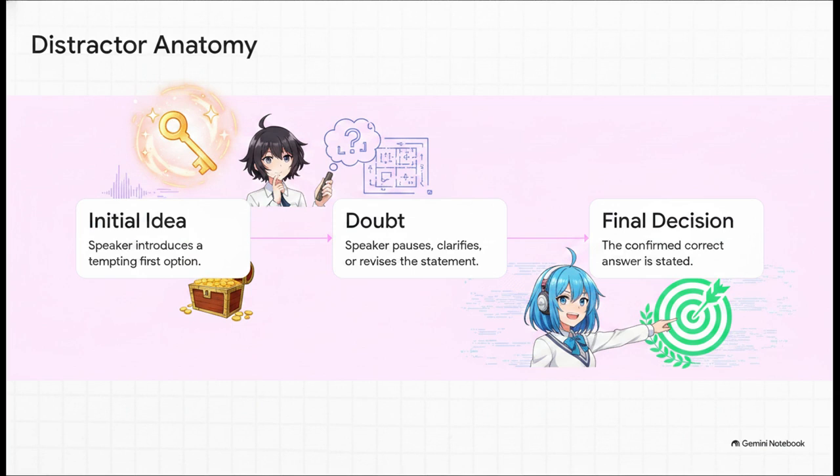In fact, examiners use an exact formula to build these traps. Visually, it breaks down like this. Step 1 is the initial idea, something that sounds super tempting. Step 2 is a moment of doubt or a correction from the speaker. And step 3 is the final decision. If you know this 3-step formula, you can literally spot the trap forming in real time before it even happens.